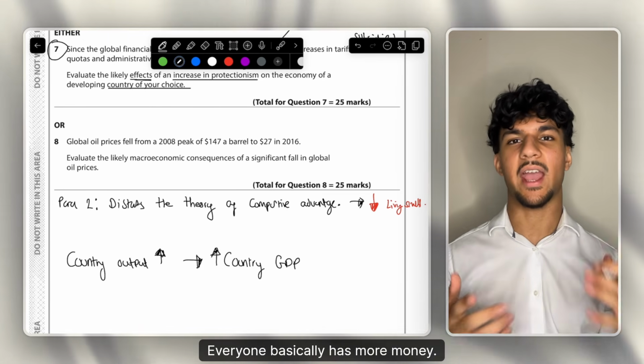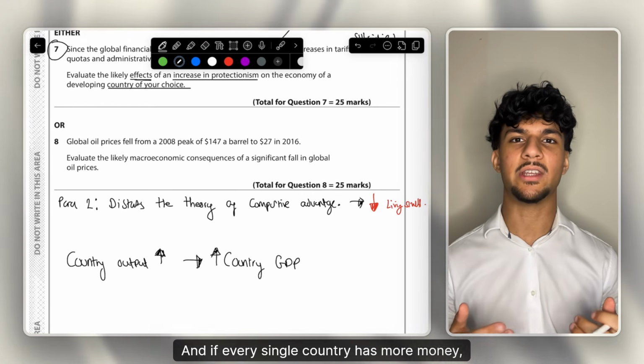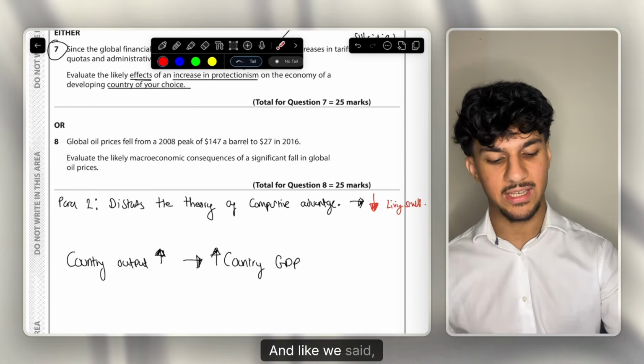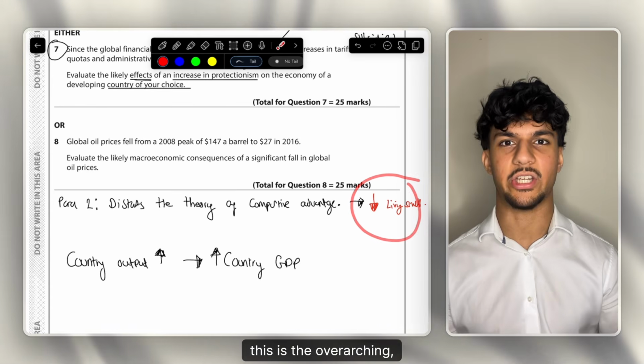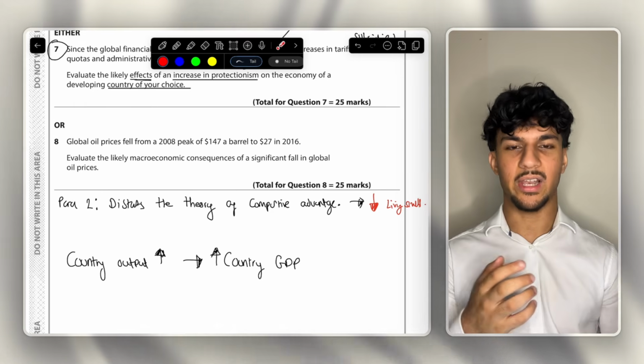And what does it mean if global GDP increases? Everyone basically has more money. Every single country has more money. And if every single country has more money, it means that global living standards will increase. And like we said, this is the overarching aim, the overarching goal of all countries, to improve their living standards.